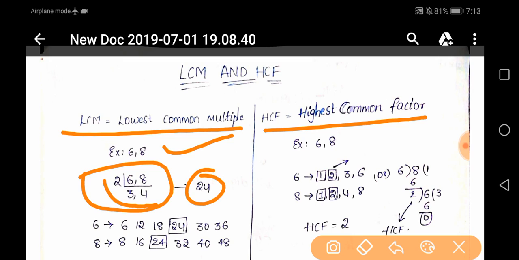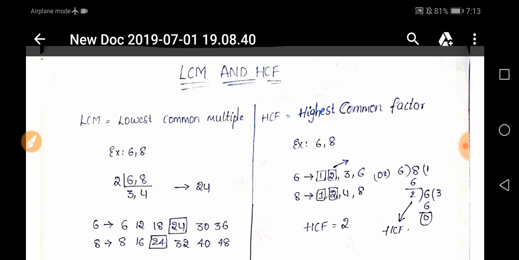Actually, how we initially solve it is by writing the 6 table and the 8 table. We find that 24 is the least common one, the common multiple that we are going to take.